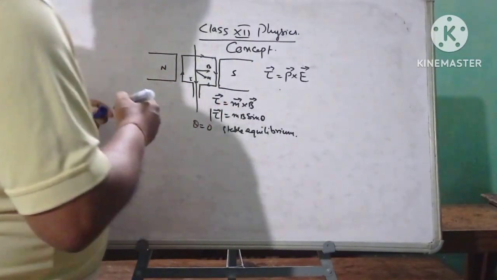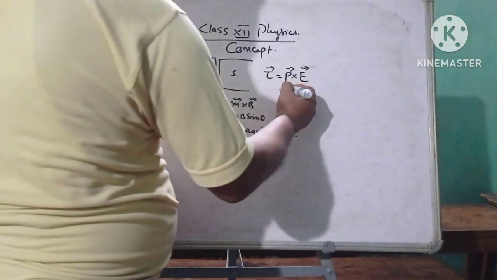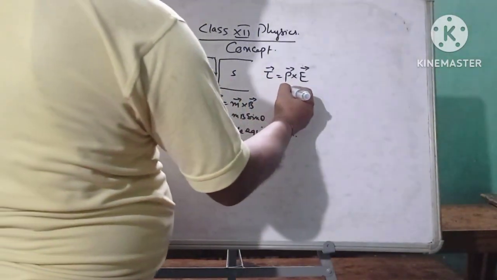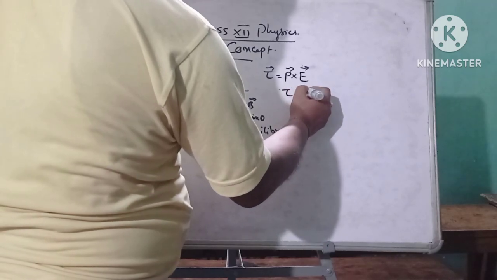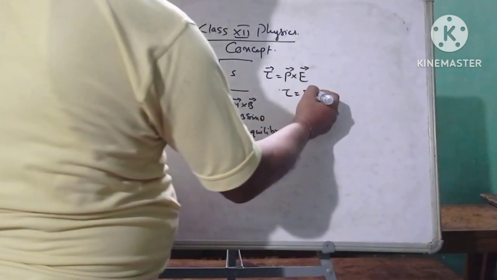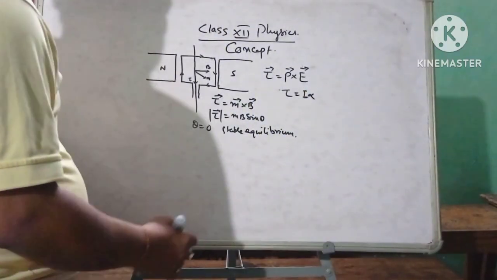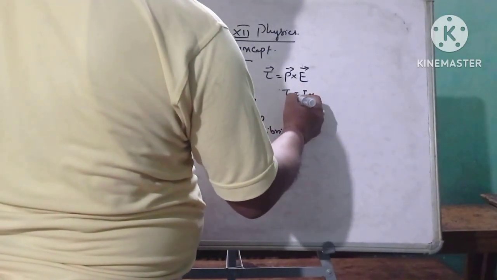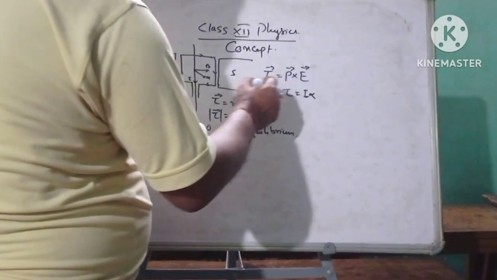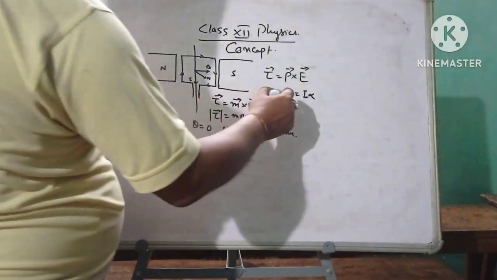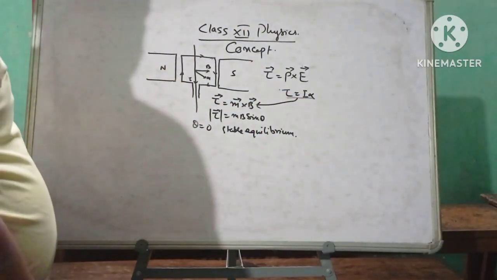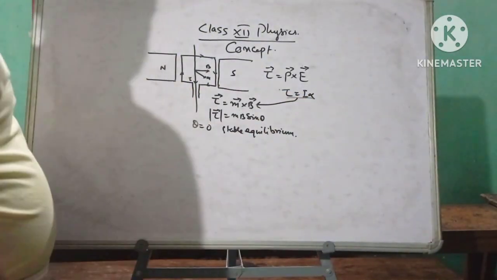Because this is the torque, and there is a rotational effect, here torque, we know that it is moment of inertia into angular acceleration. This is torque, this is called moment of inertia into angular acceleration. So here, because there is a rotational effect, these two are linked.